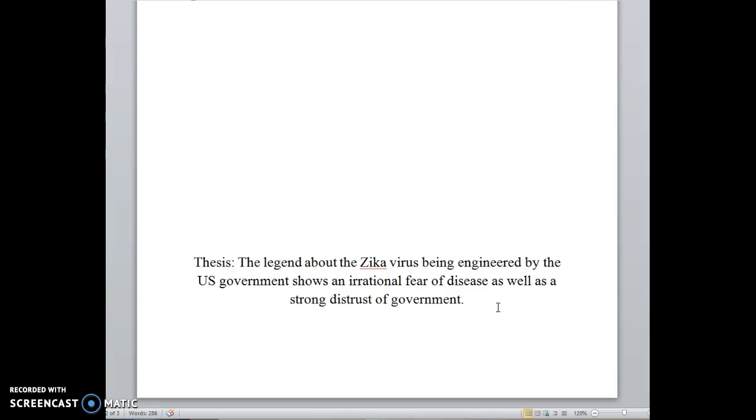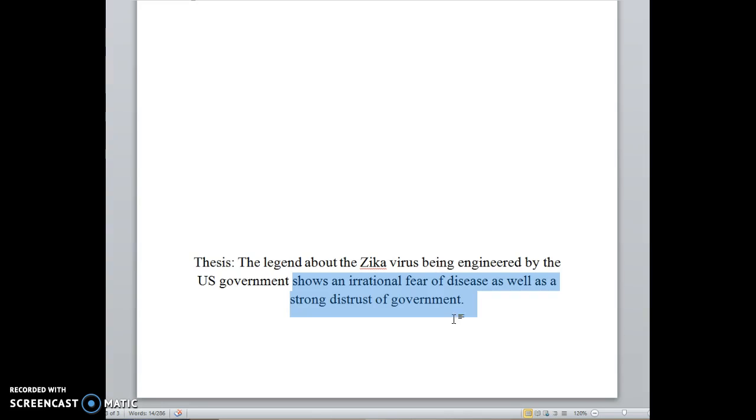And finally, my thesis. The legend about the Zika virus being engineered by the US government. So there I've named my legend. And if you have an official name for it, you can use that as well. Shows an irrational fear of disease as well as a strong distrust of government. Okay? That word shows, you want to have a word like that, either shows or indicates, because the whole point of this essay, remember, is to analyze what the legend tells you about the society that believes it.